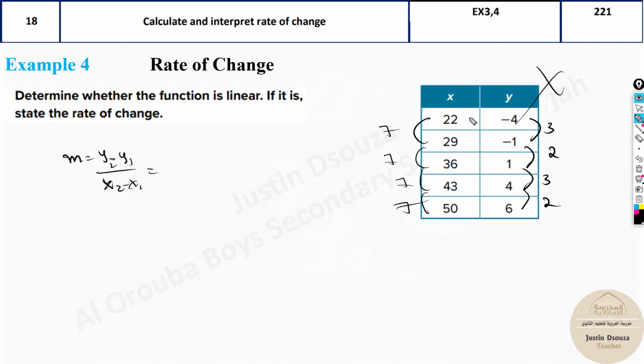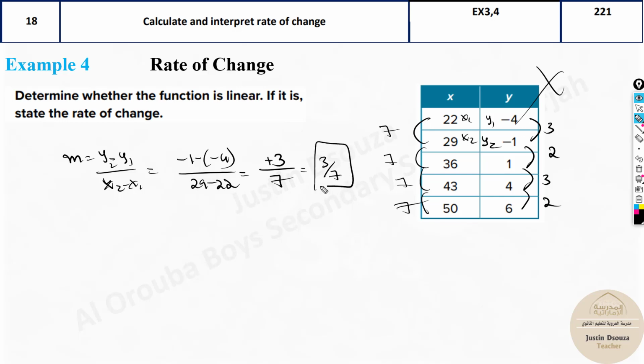So substitute. I'll take the first two values, x1, y1, x2, y2. So it'll be minus 1 subtracted from minus 4, divided by 29 minus 22. The answer is minus 1 plus 4, it'll be plus 3, divided by 29 minus 22 is 7. The answer is 3 by 7.